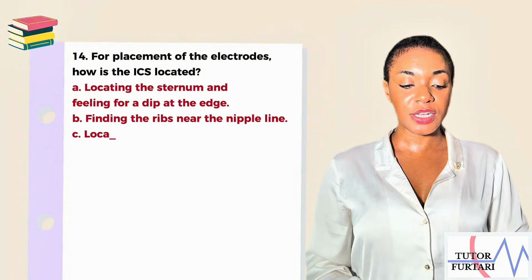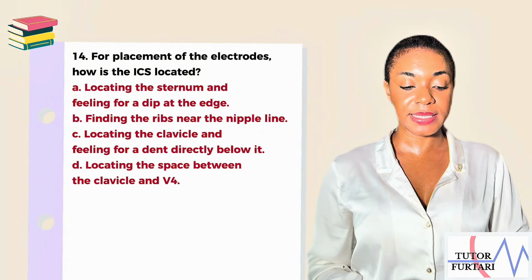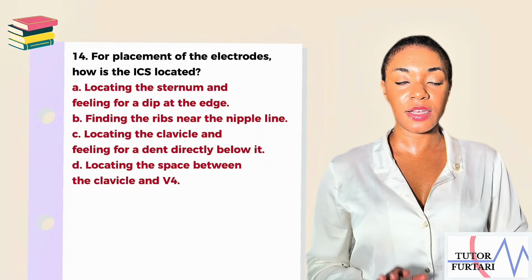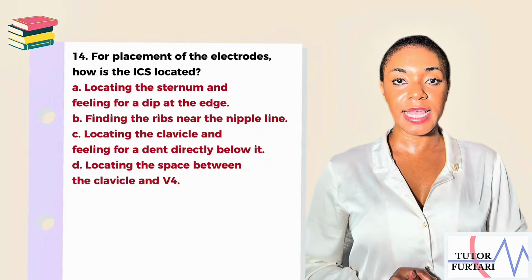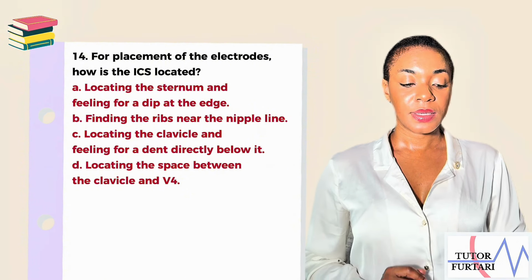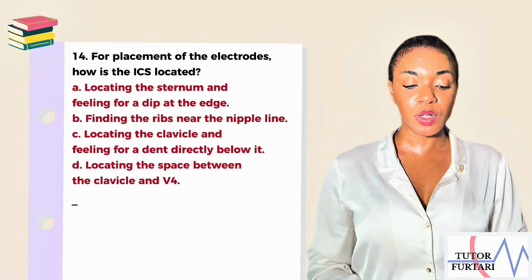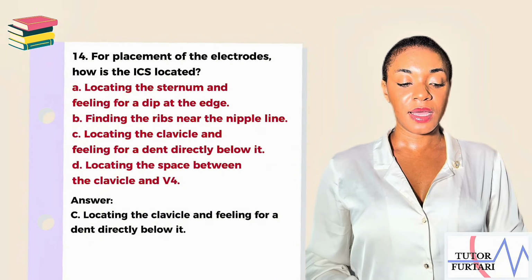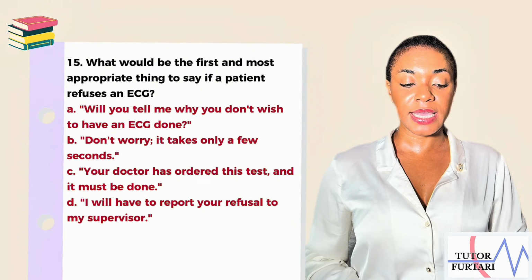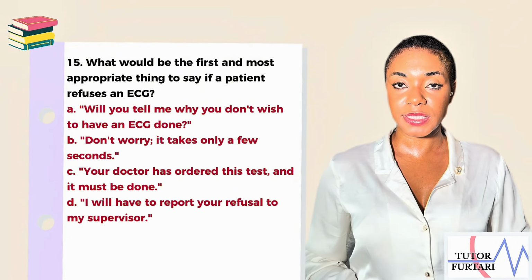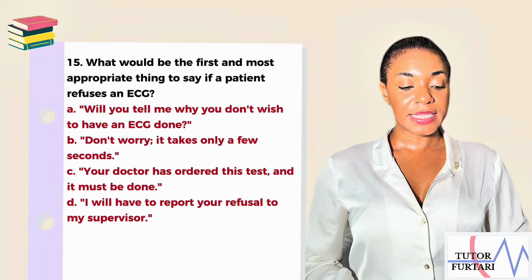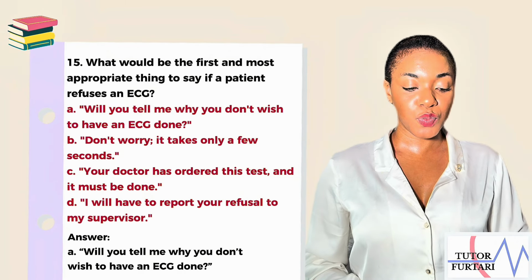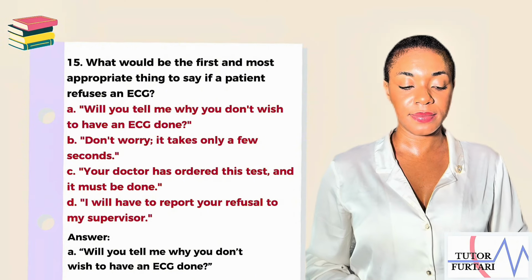Number 14, for placement of the electrode, how is the ICS located? Go through the 4 options and tell me what the answer is. If your answer is C, locating the clavicle and feeling for a dent directly below it, you are correct. 15. What is the first and most appropriate thing to say if a patient refuses an ECG? The answer is A. Will you tell me why you don't wish to have an ECG done?